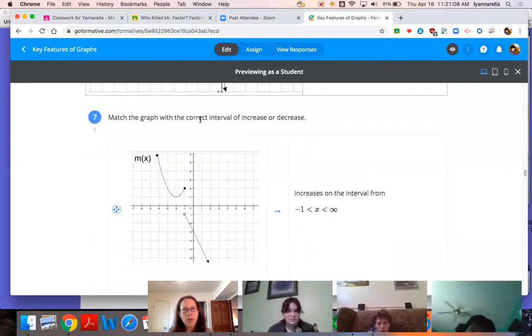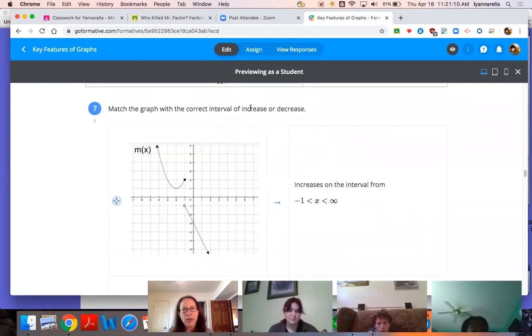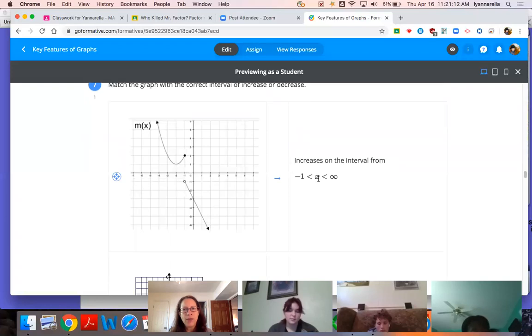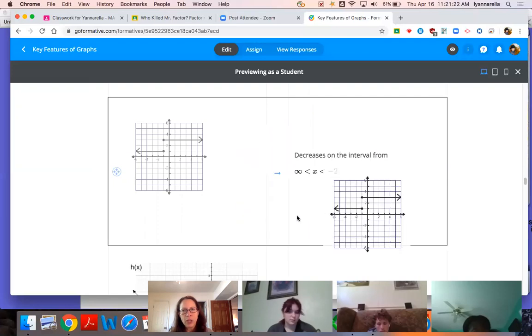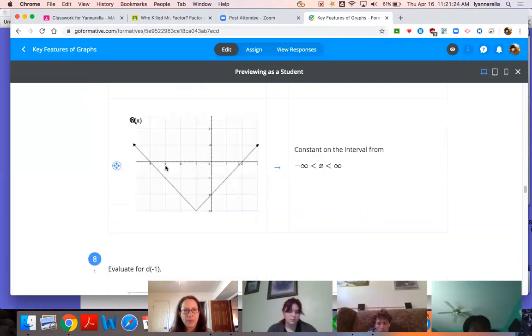And then here they want you to match the graph with the correct interval of increase or decrease. So I gave a piece of the graph from -1 to infinity. One of these graphs increases. You have to tell me which one does that by doing the matching. You grab this little wheel and you drag it to the correct one.